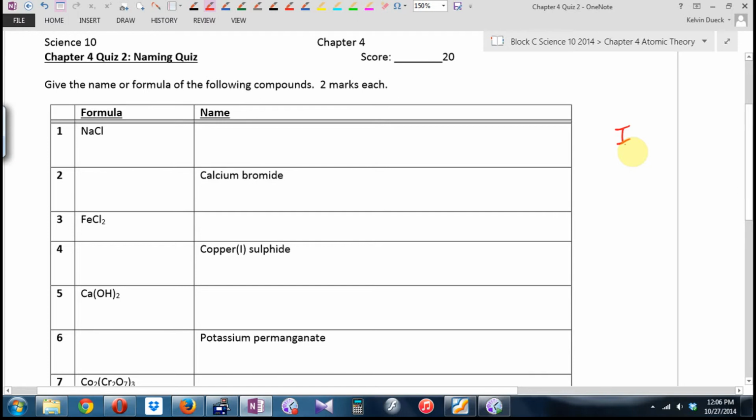Is it multivalent? So now I look at Na and I find it on the periodic table. You want to hear a joke about sodium? Nah. I find it on the periodic table. Sodium only has a plus. It is not multivalent, so no Roman numerals. I would say, this one I'll type, sodium chloride. 2 marks each. 1 mark for the sodium, 1 mark for the chloride.